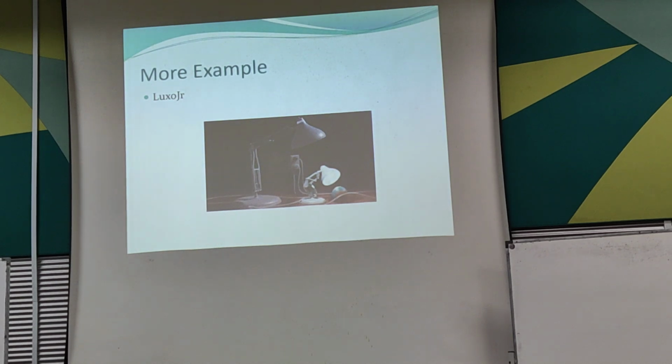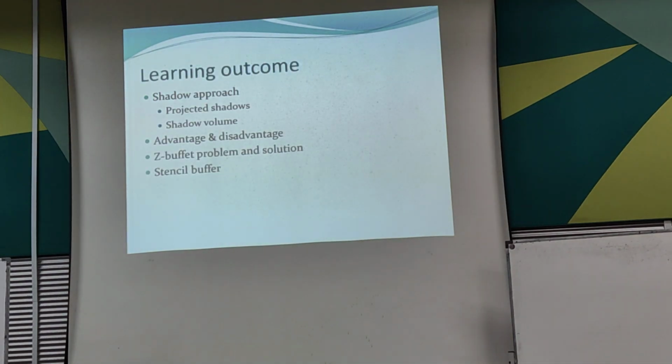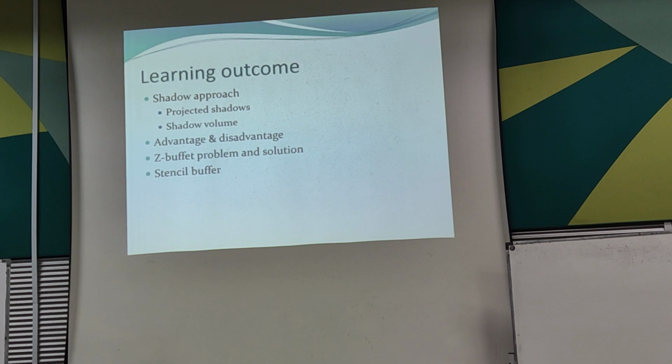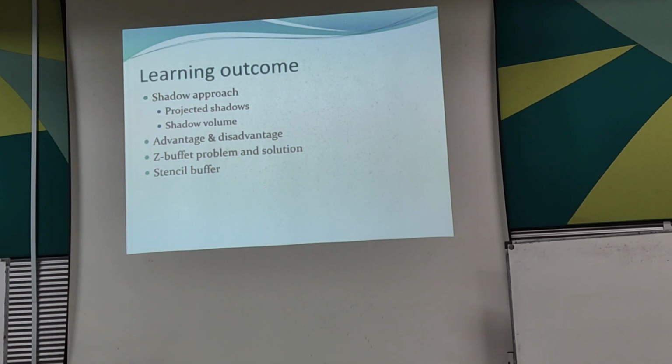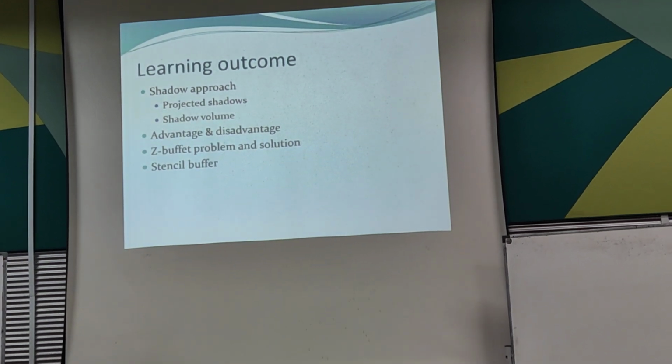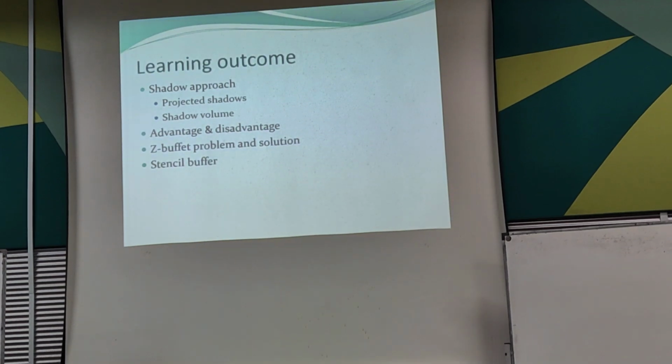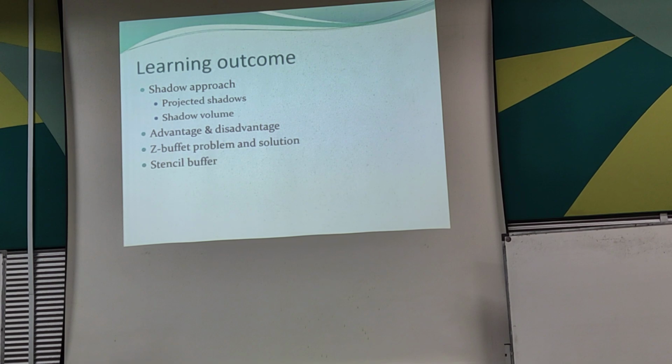So more examples. I think that's all for shadow. You need to know the two approaches properly. The most important is the projected shadow, because this is the one we're going to implement with the squish matrix. So make sure you know how to draw the diagram to show the light source.